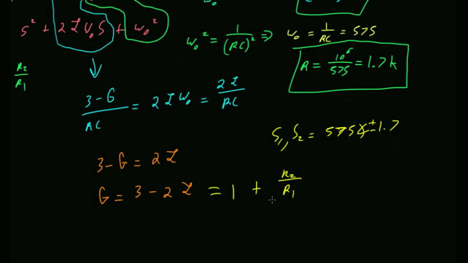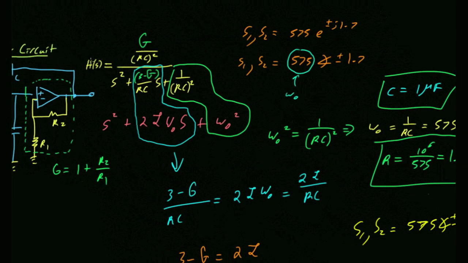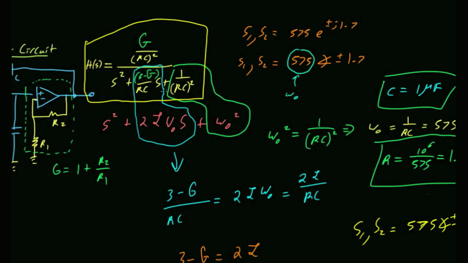Yes, sir? That top one of 3 minus 2 zeta, could you just go through that one more time? So this expression here is the transfer function for this circuit. I did not do that derivation. I just kind of gave it to you. I'm going to post a derivation if anyone cares. On Wednesday, we derived a simpler version of it where the gain was equal to 1.